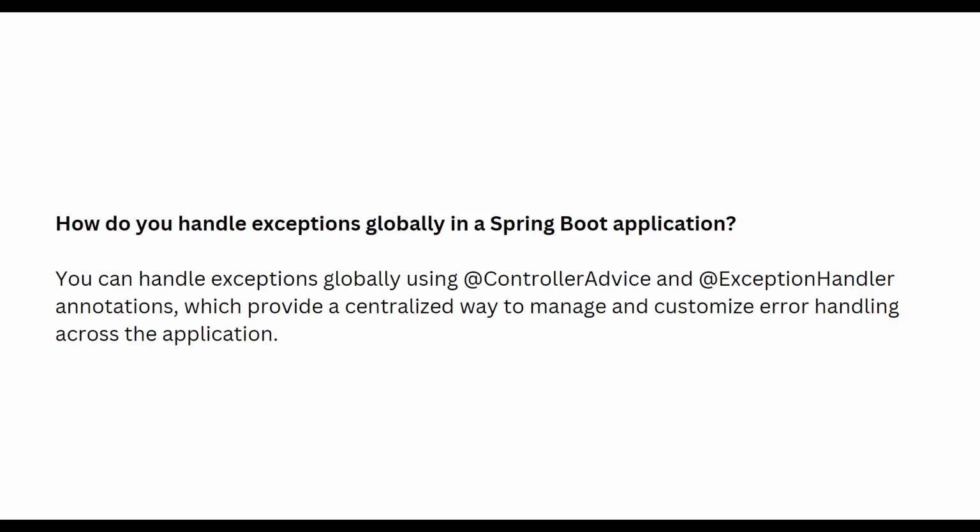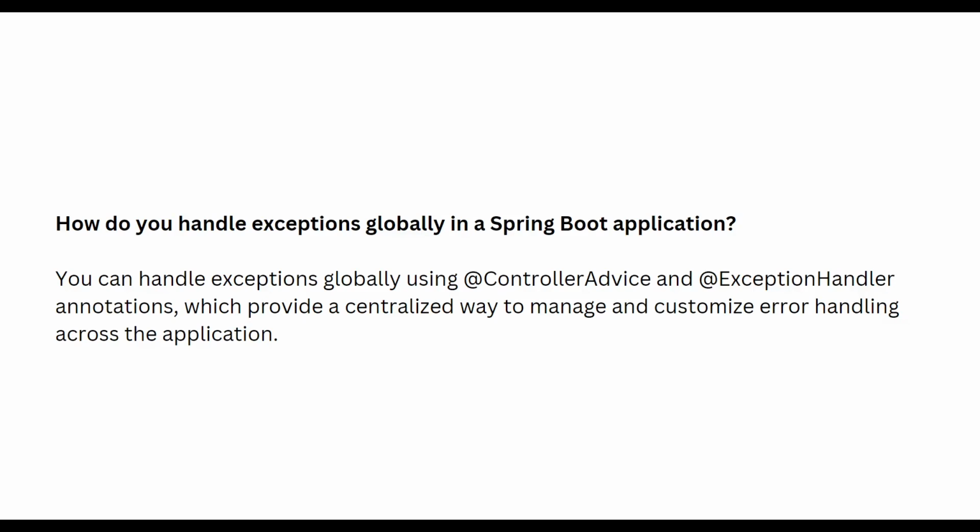Now how do you handle exceptions globally in a Spring Boot application? First thing, why do we need to handle it? Handling exceptions globally in a Spring Boot application ensures that errors are managed in a consistent and centralized manner. This improves both the maintainability of your code and the user experience. Now to implement this, we can use the controller advice annotation. This feature allows you to handle exceptions globally across all controllers in your Spring Boot application. It is used to define global exception handlers that apply to all controllers.